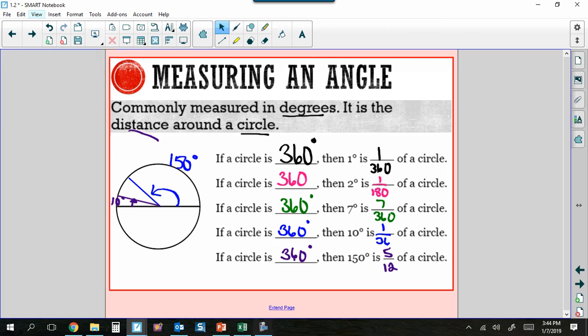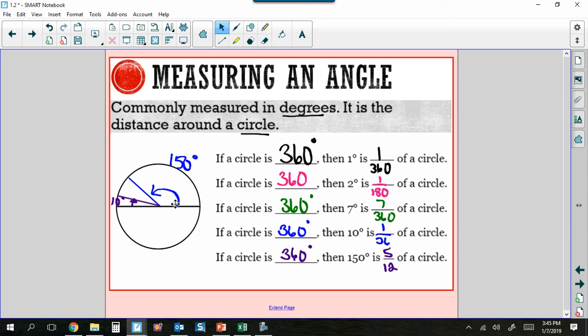Okay, so let's go ahead and take a look how you did. If we have 10 degrees, it would be 1 over 36 of a circle, or 1/36. Now, if you wrote 10 over 360, while technically it is correct, it's just not simplified. Both of those numbers are divisible by 10, so it becomes 1 over 36. On your next one, you may have written 150 over 360. If you did, both of those are divisible by 10, which becomes 15 over 36. Both those numbers are also divisible by 3, so we get 5 over 12.